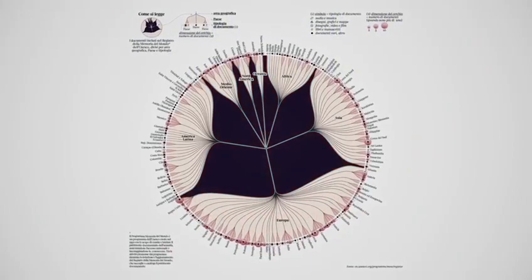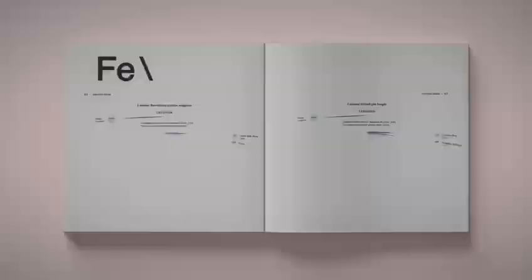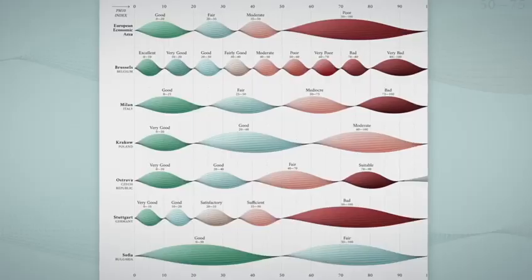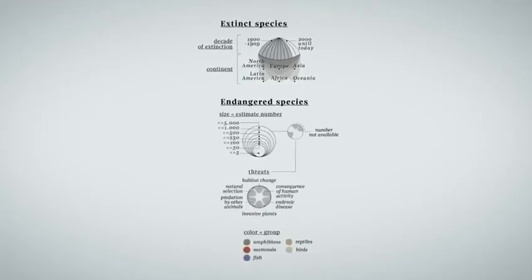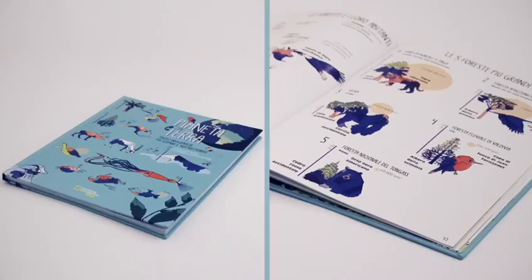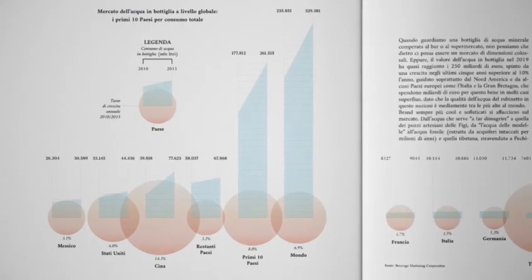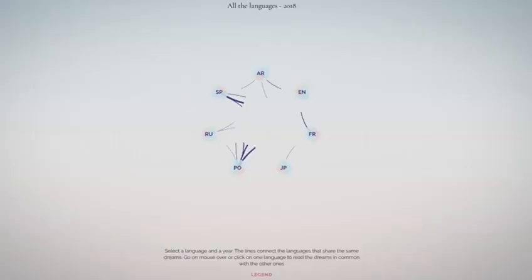I collaborate with organizations, agencies, and magazines designing data visualizations. You can also find my works in such different places as a children's book or an atlas that combines infographics and cartography. Some of my clients are Google, the United Nations, BBC Science Focus, and Scientific American.